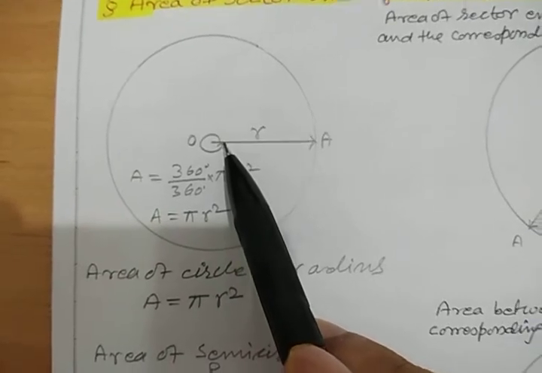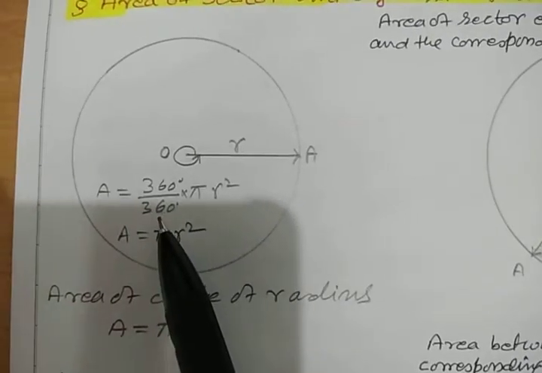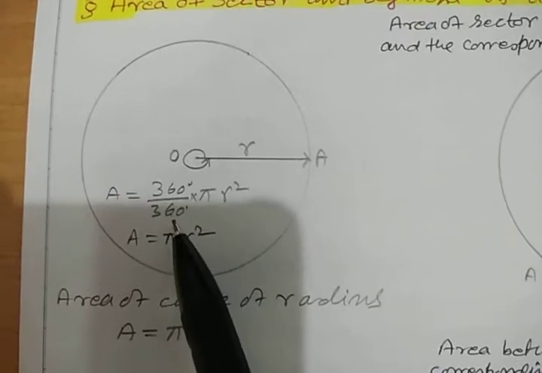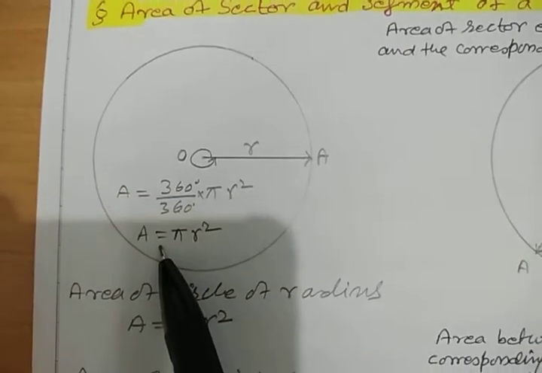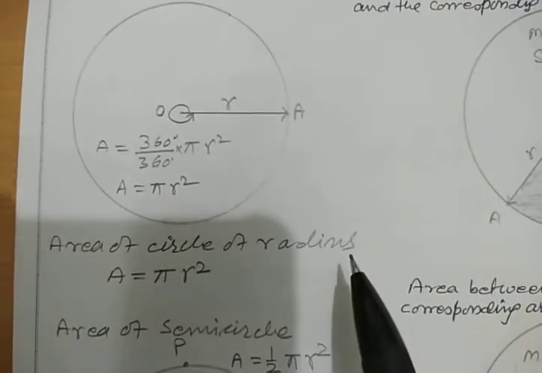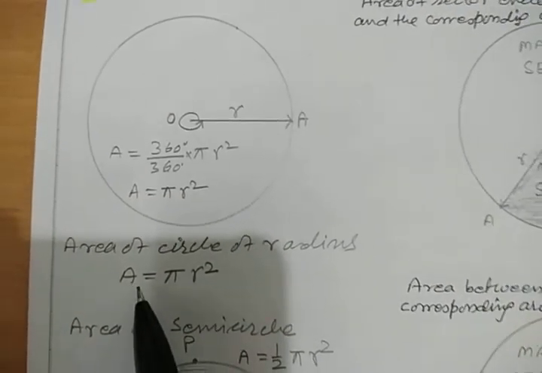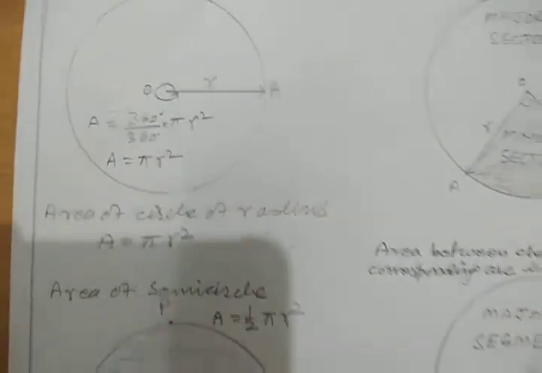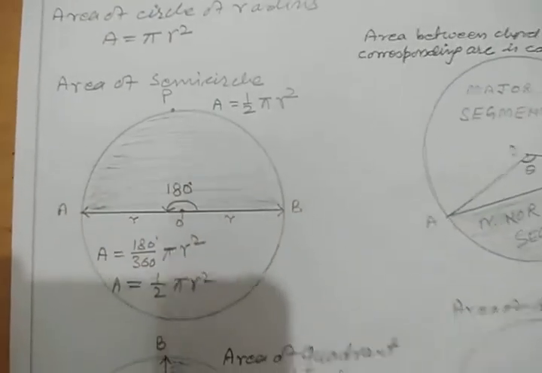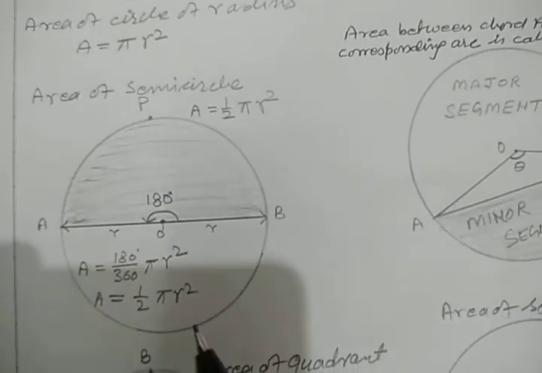The complete angle is 360 degrees out of 360 degrees. So 360 cancels out, and this is pi r square. So the area of the circle, we have to know, is capital A equals pi r square. Now move on to another figure, area of semicircle.